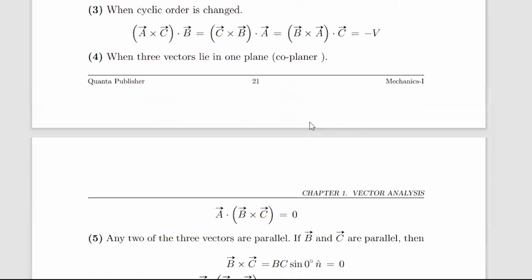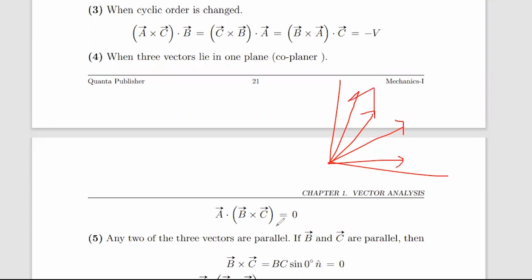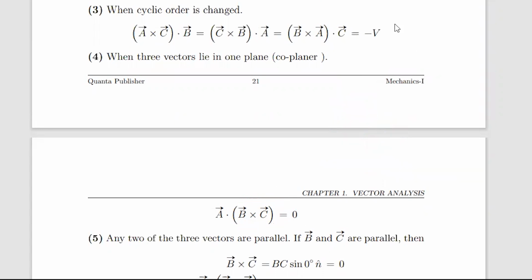Similarly, for coplanar vectors, I will try to explain here. This is a plane. These are known as coplanar vectors. If the vectors lie in the same plane, they are known as coplanar vectors. The resultant for coplanar vectors is zero. If we solve this, it will give sin 0, and sin 0 is equal to 0, and the whole term will be equal to 0.